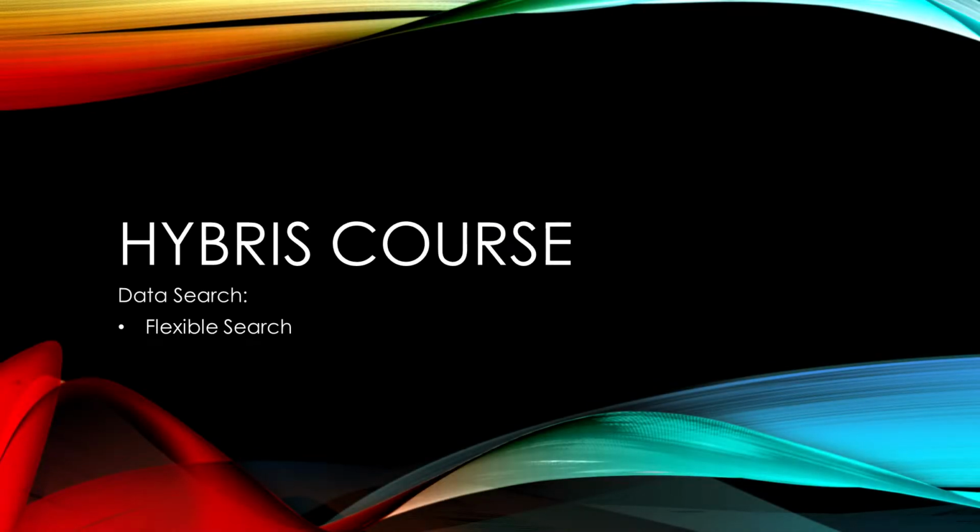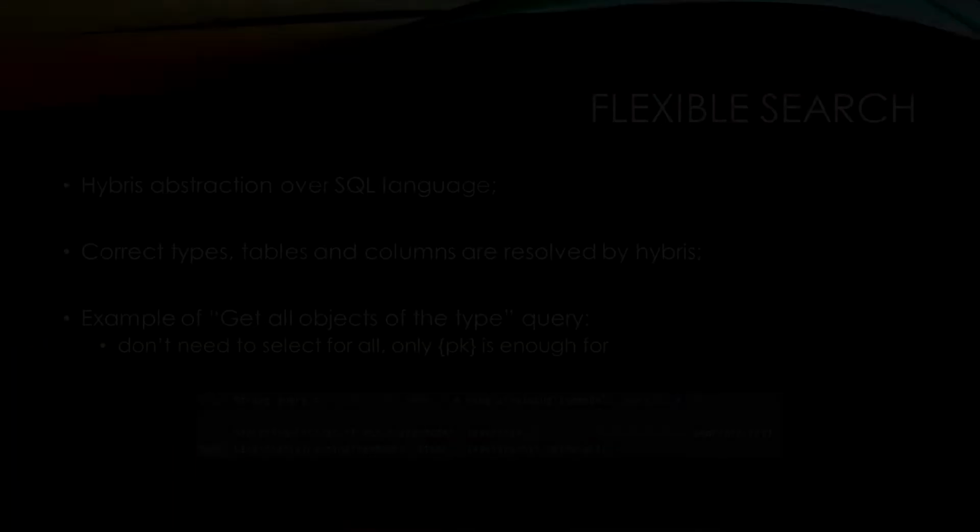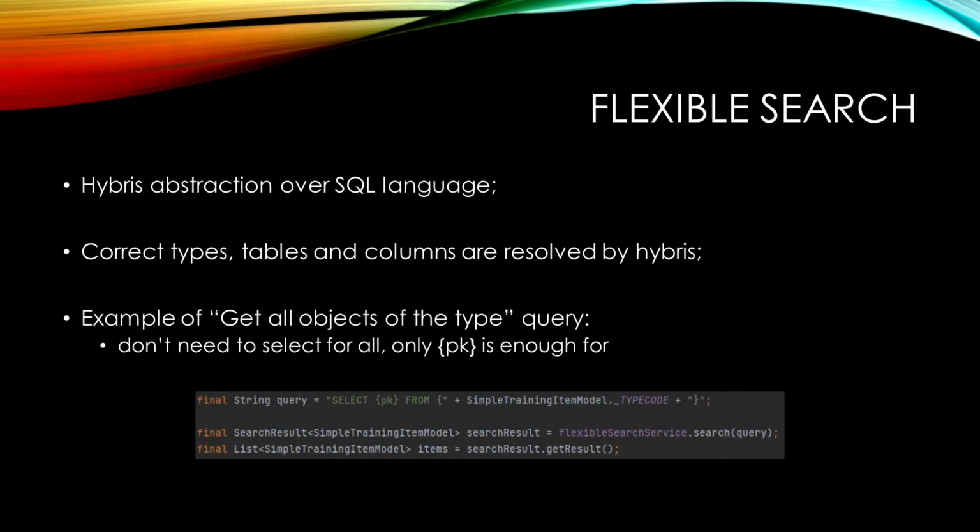Data search. The flexible search. The flexible search is a Hybris abstraction over the SQL language. You write SQL-like queries, while Hybris handles types, tables, and columns. For example, you can see Get All Objects of the type query.